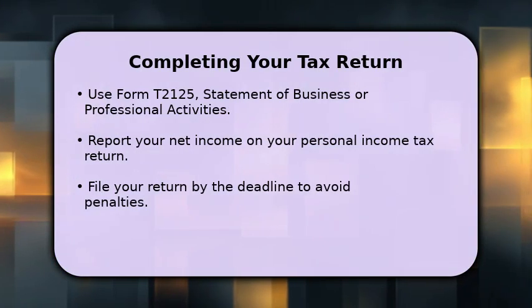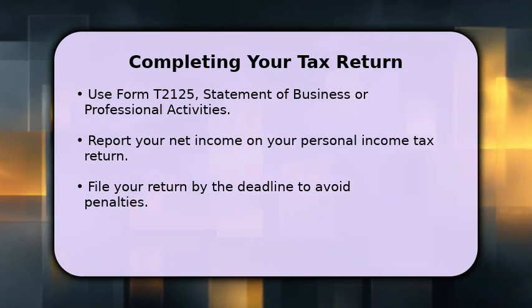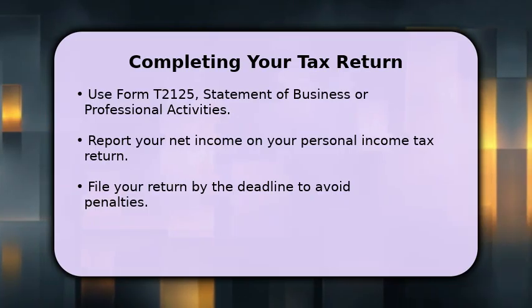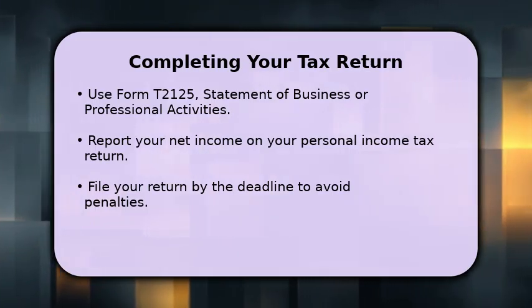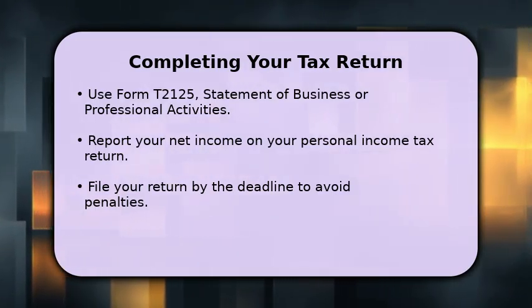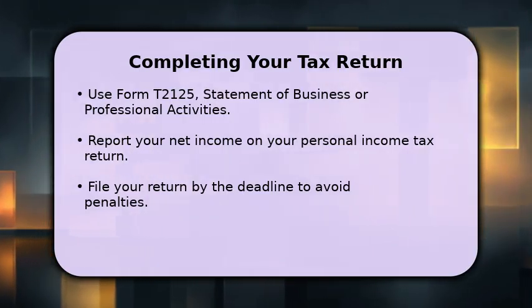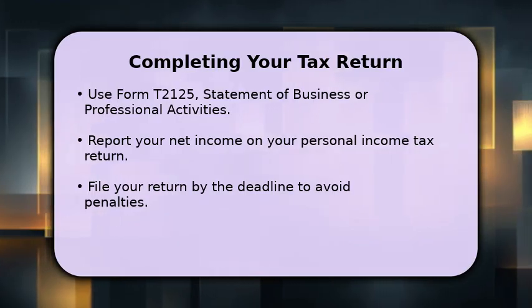To complete your tax return, you will use Form T-2125, the Statement of Business or Professional Activities. This form allows you to report your business income and expenses, ultimately calculating your net income. This net income is then reported on your personal income tax return.